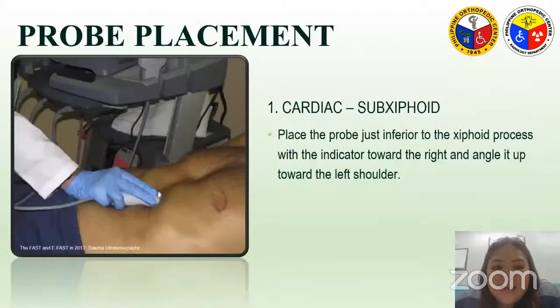So this slide shows how you will position the probe when you are performing the cardiac subxiphoid view. Place the probe just inferior to the xiphoid process with the indicator toward the right and angle it up toward the left shoulder. This view helps to determine cardiac tamponade and can also be used to evaluate for cardiac activity in cases of traumatic cardiac arrest.